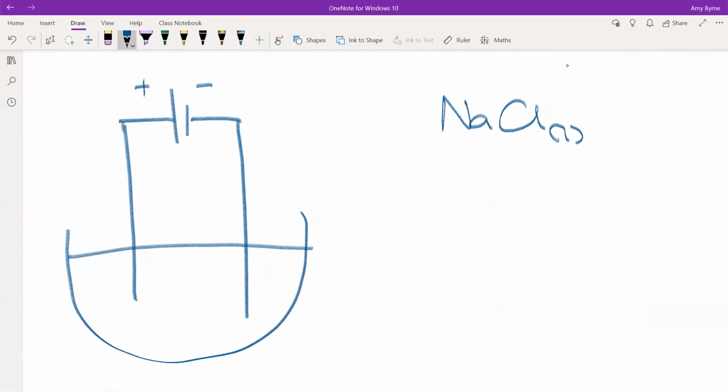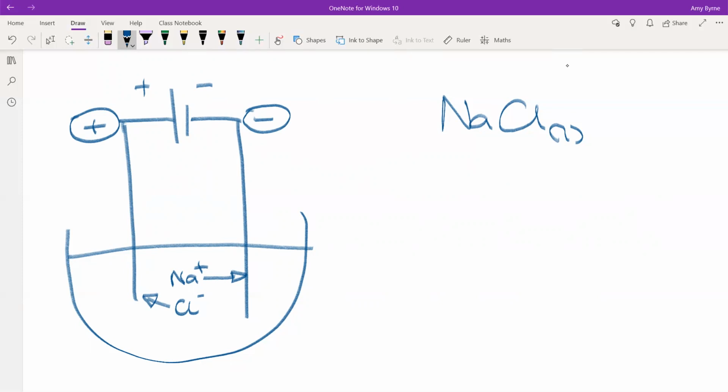So remember, the first thing I'd like you to do is always identify the ions that are present. That's always going to be your first step. Okay, so this is our negative electrode as defined by the battery, and this is our positive electrode as defined by the battery. So the negative electrode is going to attract the positive ion, and the positive electrode is going to attract the negative ion.